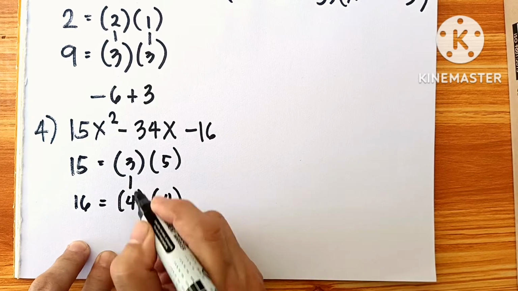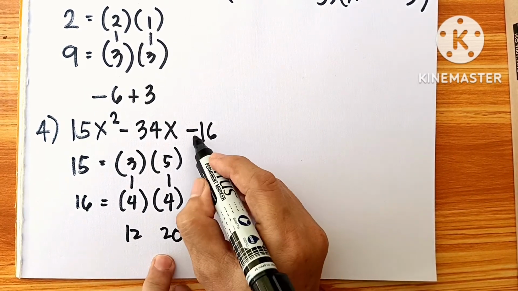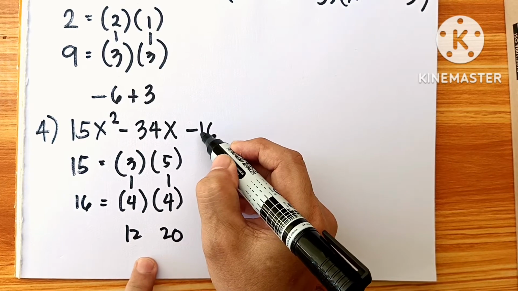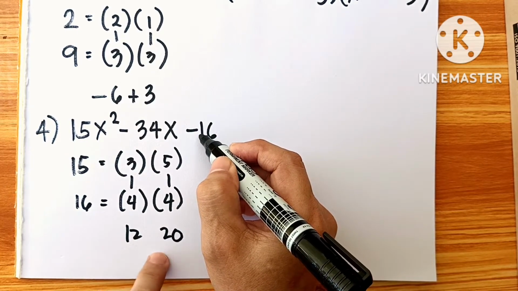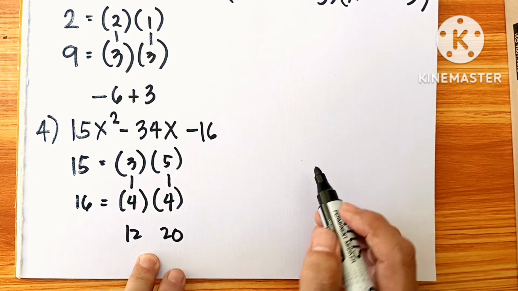If I multiply 3 by 4, we get 12. 5 by 4, we get 20. Now, if I subtract, no? Because the last term is negative, if I subtract these 2, I'll get 8, no? Which is not our target. Ang target natin ay 34.